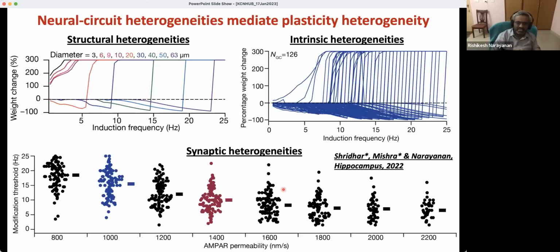So in this study, we looked at what exactly is the impact of the different heterogeneities that I talked about, synaptic, intrinsic, and structural, on the plasticity profiles themselves.